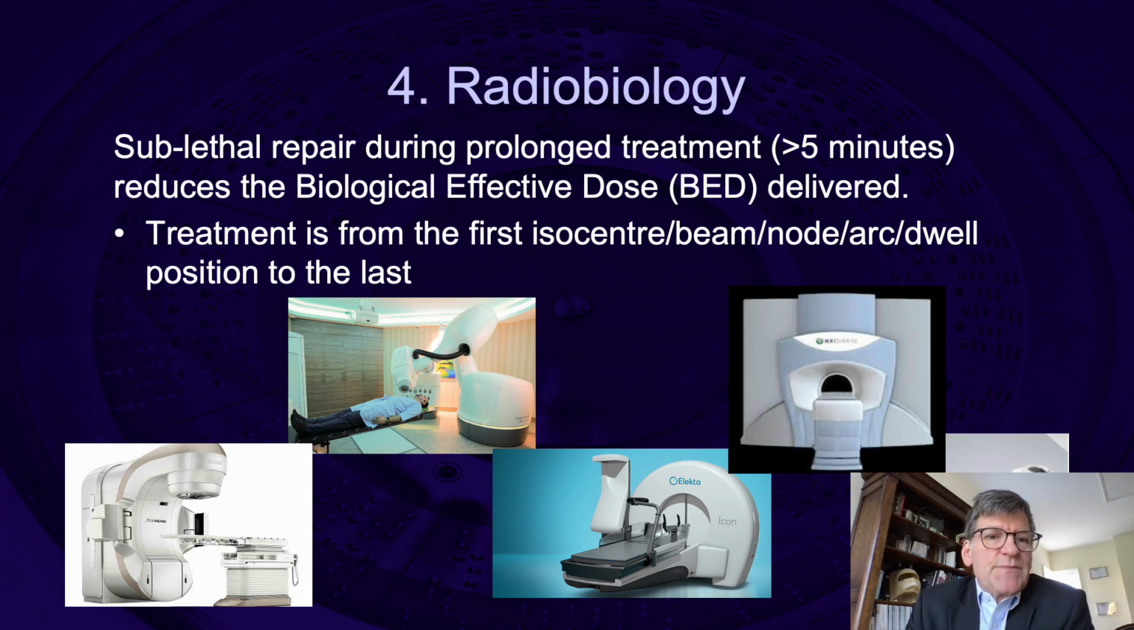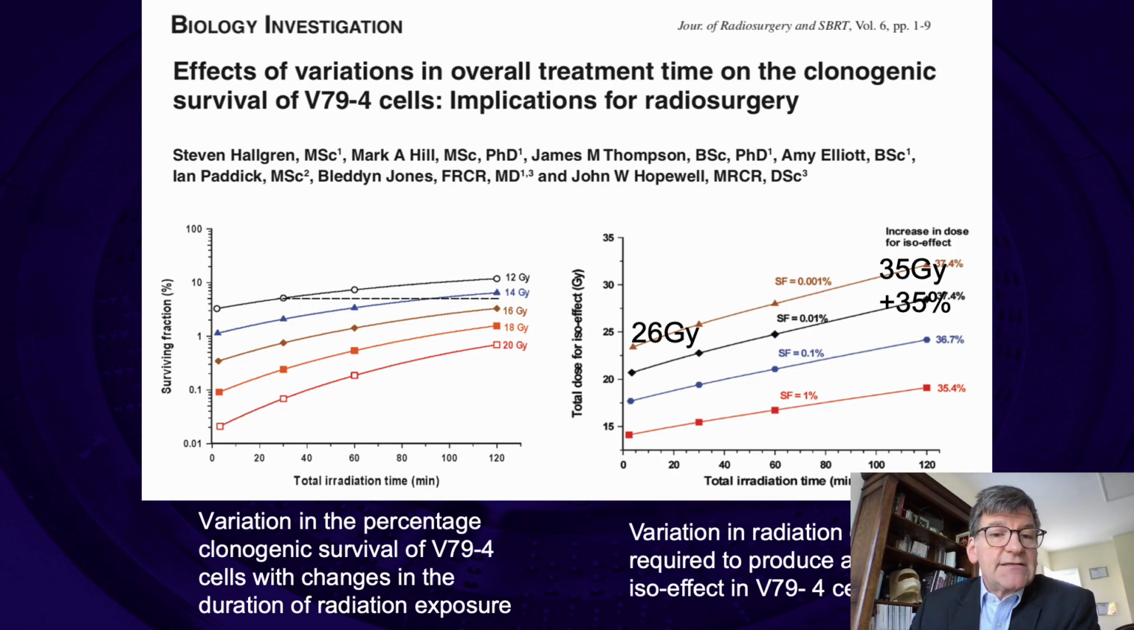Radiobiology is also something we should be interested in because sublethal repair during a prolonged treatment, that's anything from 5 minutes and above, reduces the biological effective dose of that treatment that's delivered. So treatment is from the first isocenter, beam, node, arc, or dwell position to the last. And we've shown that in cell survival studies. So here we've got an example of a 99.999% cell kill, which we can achieve with 26 gray delivered acutely. So that's in a period of 5 minutes.